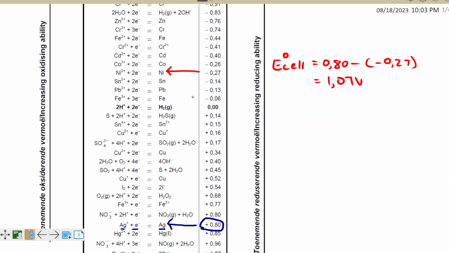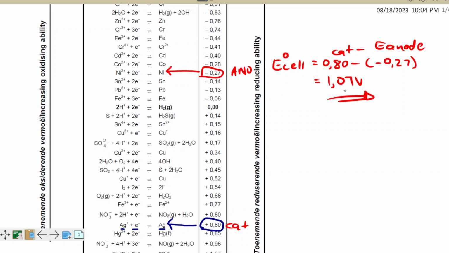Okay, quickly let us look at the table 4b for the nickel. Well, remember we said nickel is negative 0.27 and the Ag is positive 0.80. So this one is negative, this one is positive. So this one we know is our cathode. This one we know is our anode. So this is E cathode minus E anode. So this is positive 0.80 minus negative 0.27. We got the answer to be 1.07.